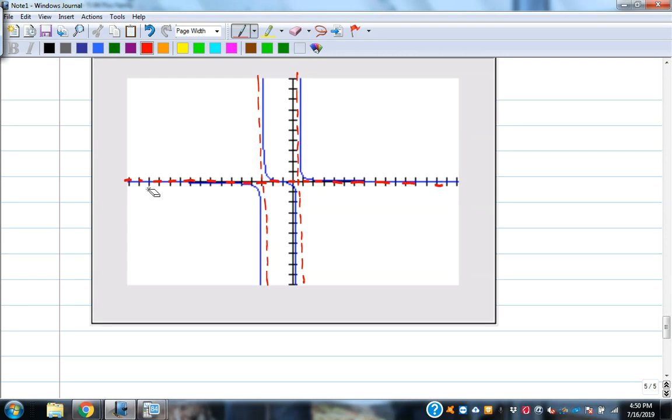Look at what it's doing right here along this edge. It's hugging right up against it. It's hugging right up against that horizontal asymptote. That's how you can see those happening.